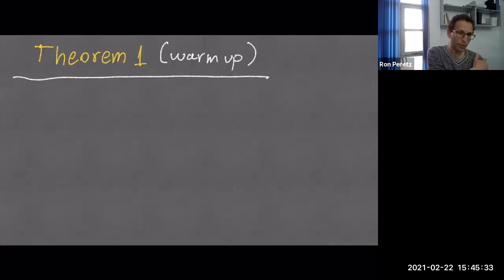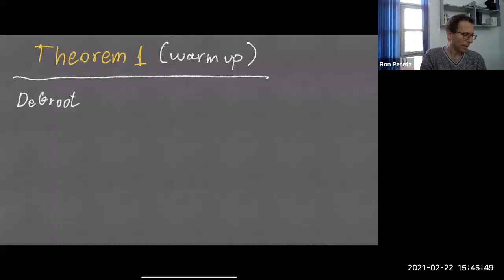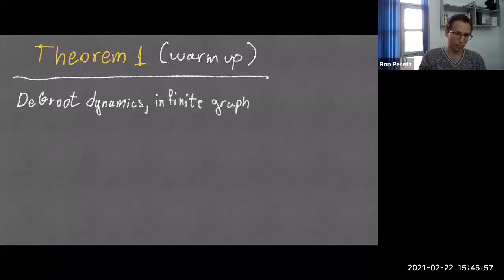Okay, so let's start with a theorem. This theorem, we proved it in the paper, but I'm not sure it's new. I'm pretty sure many people proved it before us. So it is just a warm up for this talk. If you take the ε-DeGroot dynamics but you run it on an infinite graph, now you might not have a stationary distribution, or usually you don't have. The random walk does not have a stationary distribution.